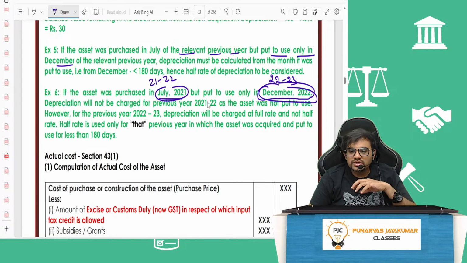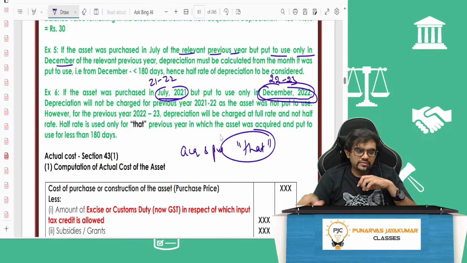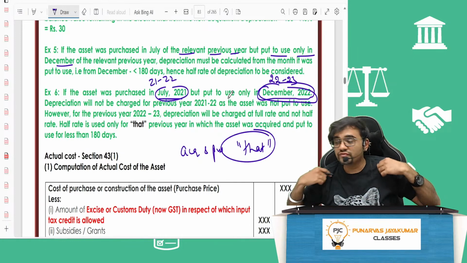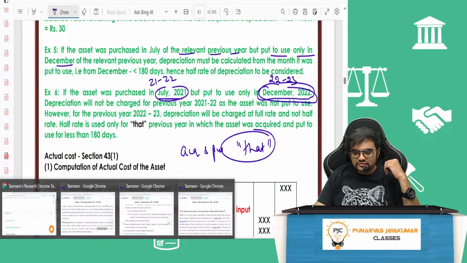Yes, the wording is acquired and put to use in that year. Acquired and put to use in that previous year. That's the Income Tax Act language. It was acquired in the previous year, put to use in this previous year. The section will not apply. It is acquired and put to use in that previous year only. 50% will come. This is not 50%, full depreciation. Full depreciation will come.